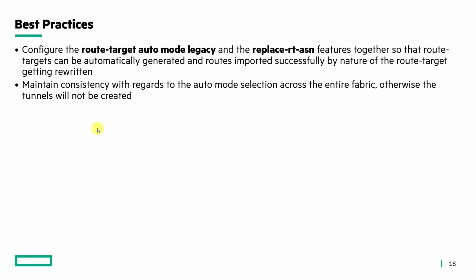Okay, as for best practices, you want to make sure to configure the route target auto mode legacy and the replace RT-ASN features together, specifically when we're talking about the L2 VNIs, so that the targets can be automatically generated. You want to maintain consistency with the devices that you have across the fabrics, as mentioned here in the second bullet.